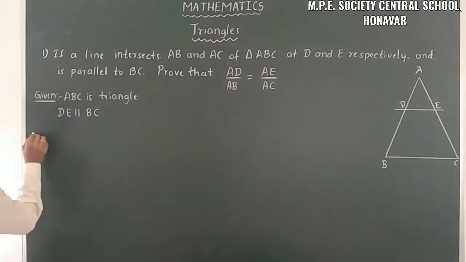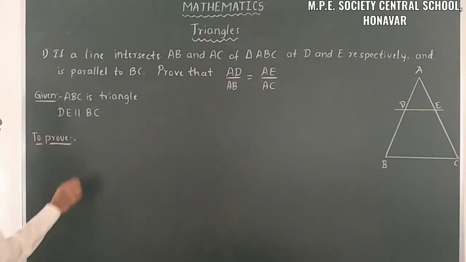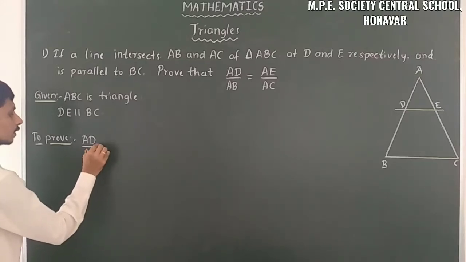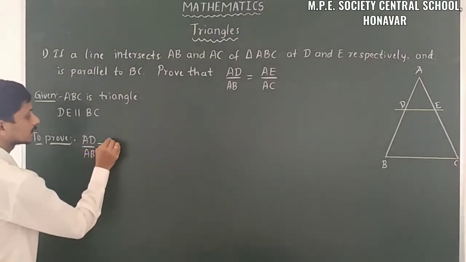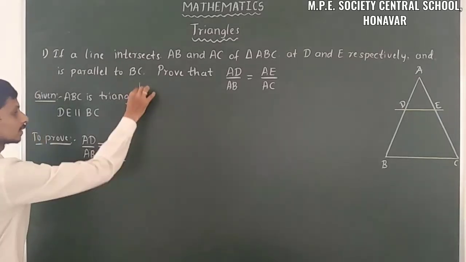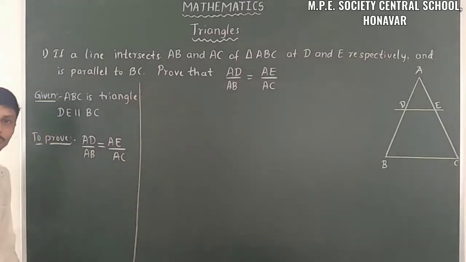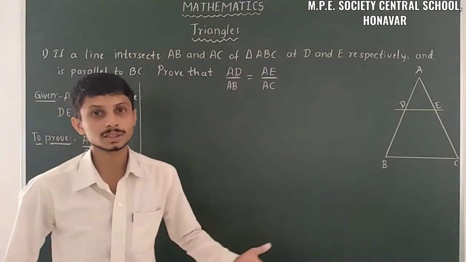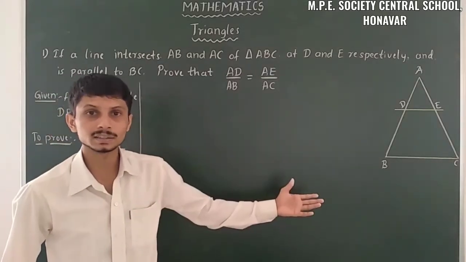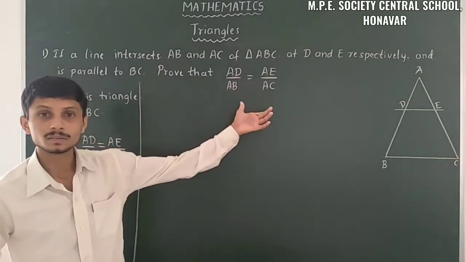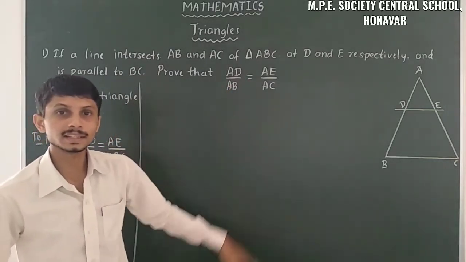Then what do we have to prove here? To prove, that is AD by AB is equal to AE by AC. Is any construction needed? No construction is needed, because we have theorem 6.1, so we have the relationship. From that relationship we can easily prove this one. Yes, let us take the proof.